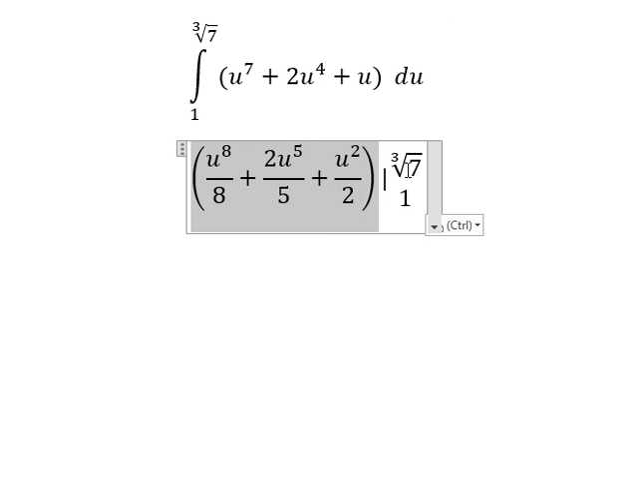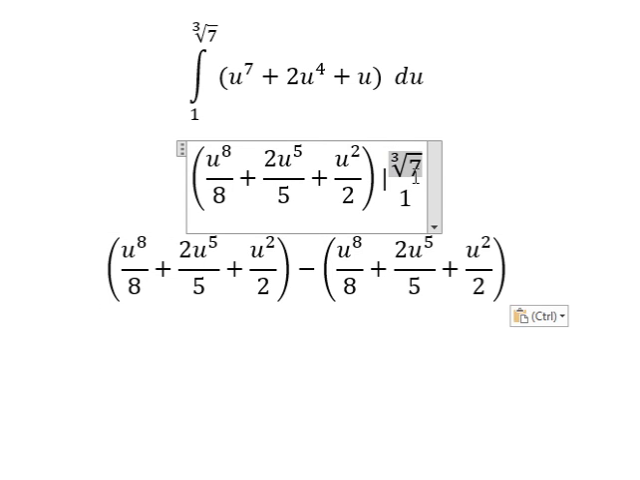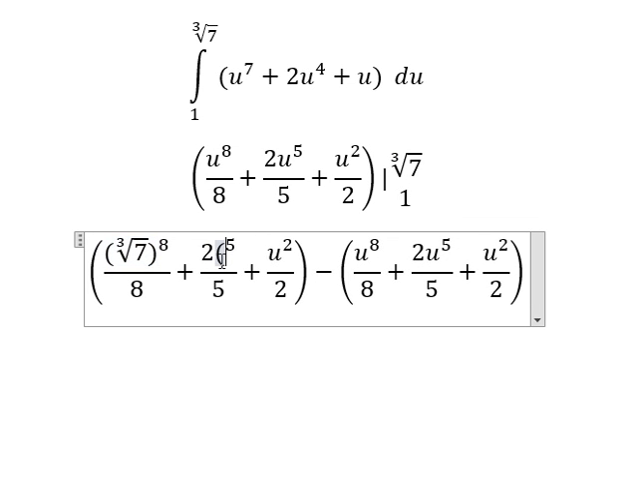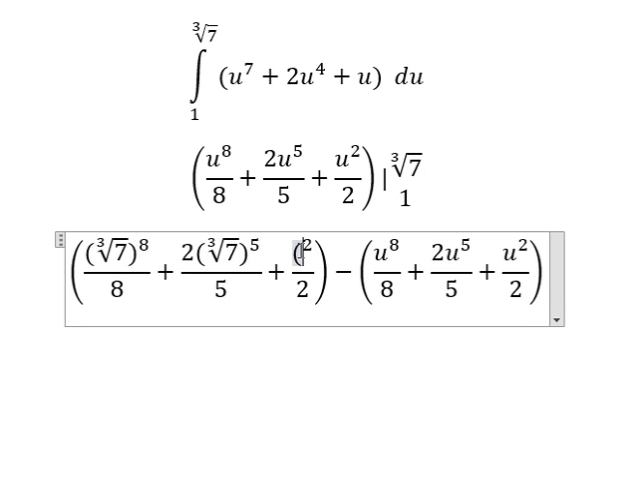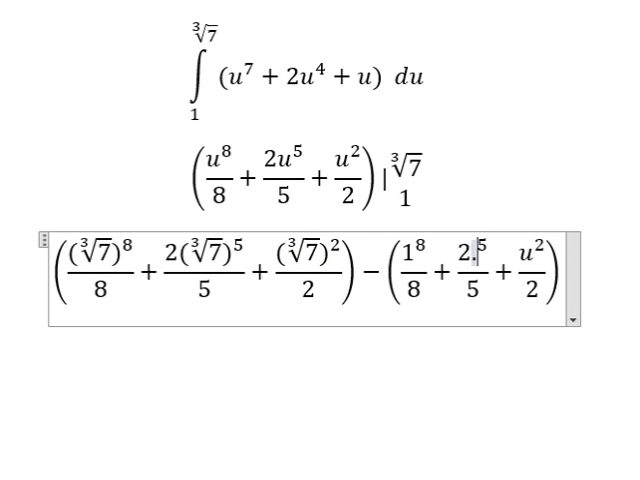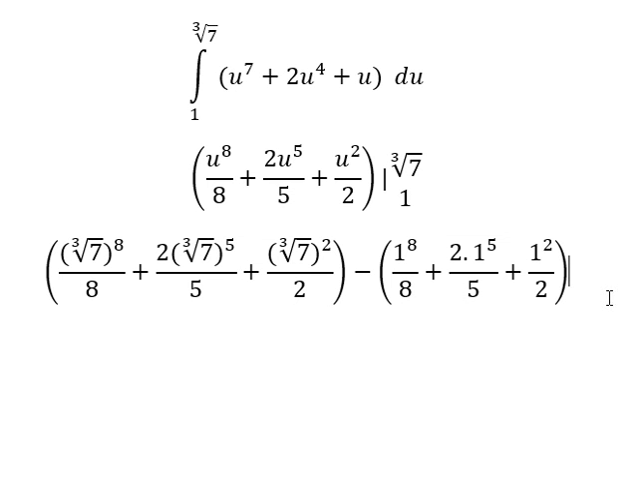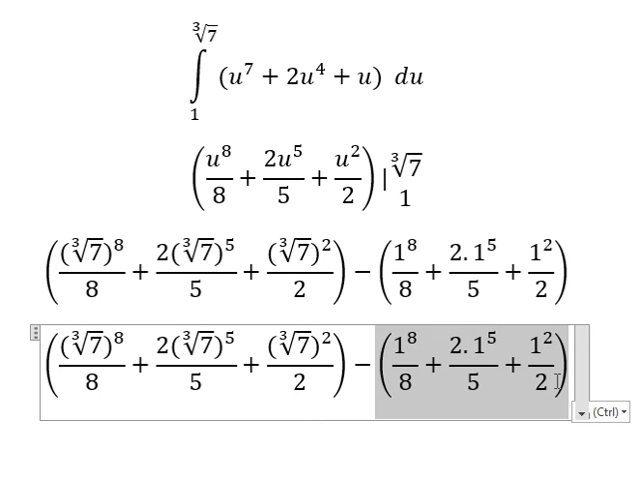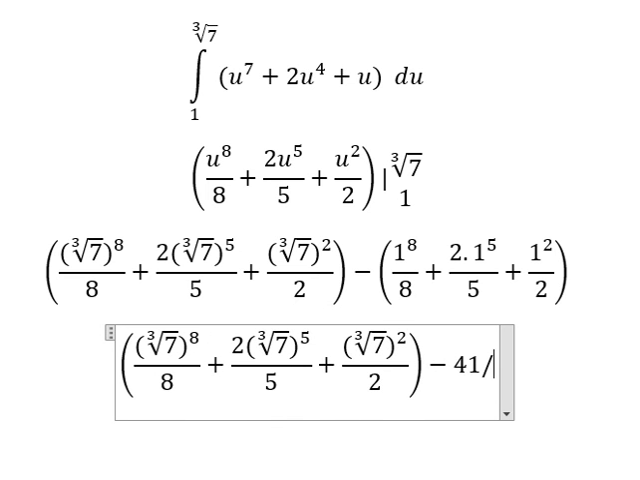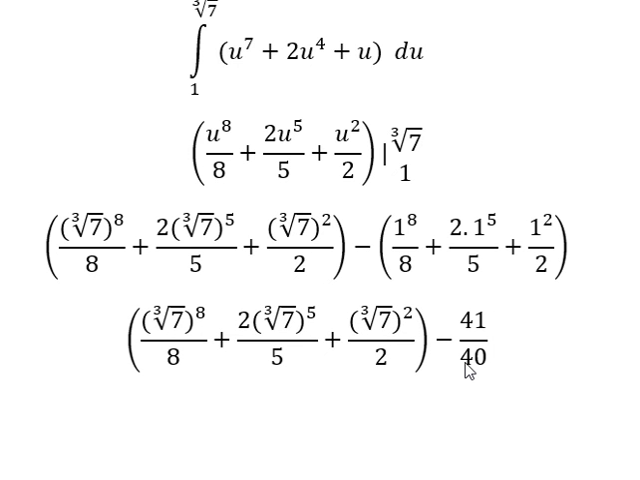Now we put the value in here. So we have number 1 and number 1. So we calculate this one in here. We have 41 over 40. And this is the final answer.